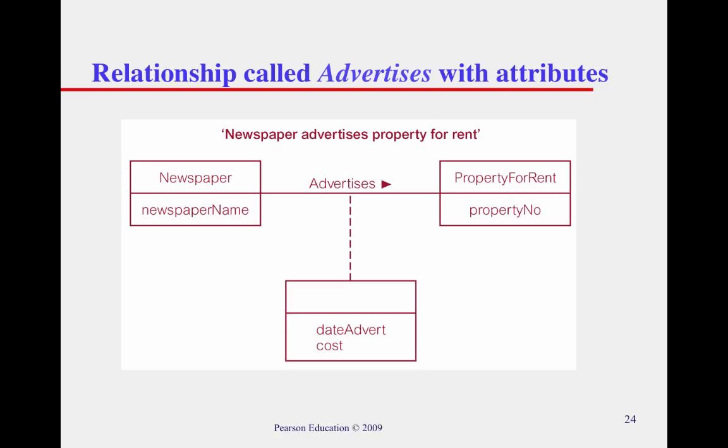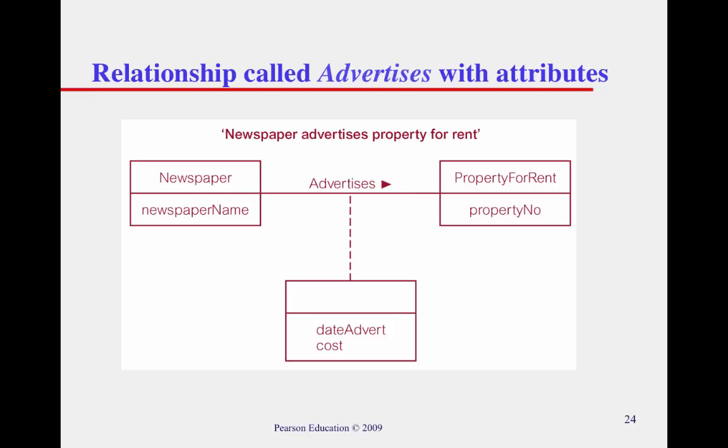Also, relationships are allowed to have attributes. So here's one: newspaper advertises property for rent. And it must have a date on which the advertisement occurred and a cost. In general, when relationships have such attributes, they will be turned into their own relation.